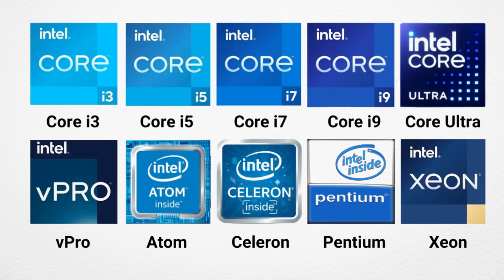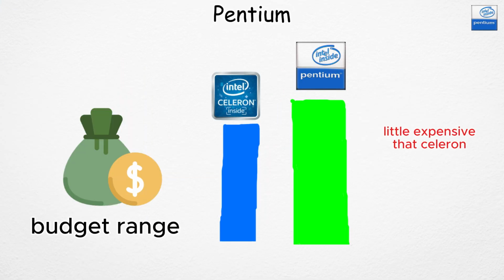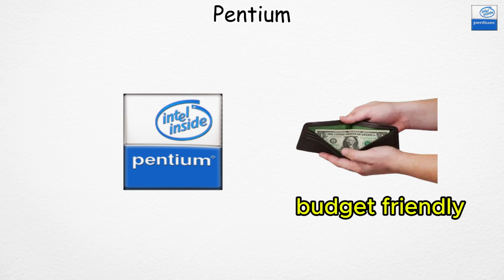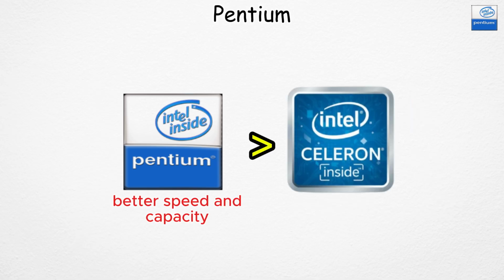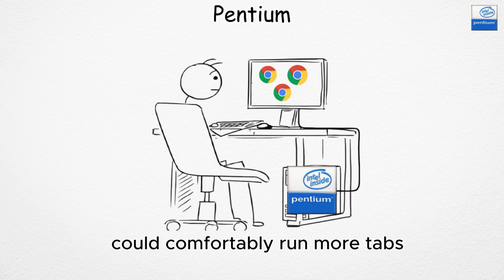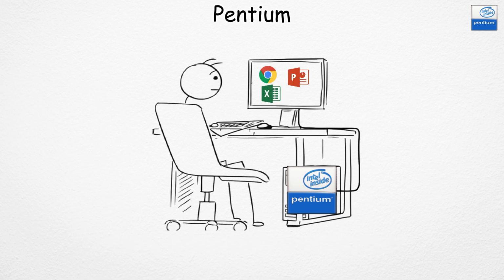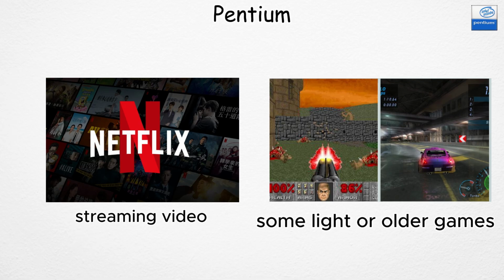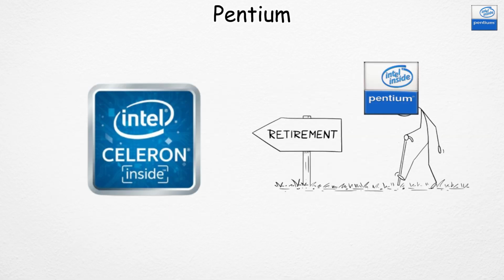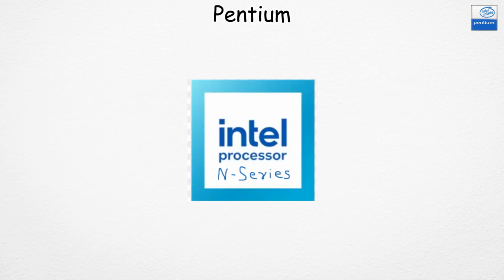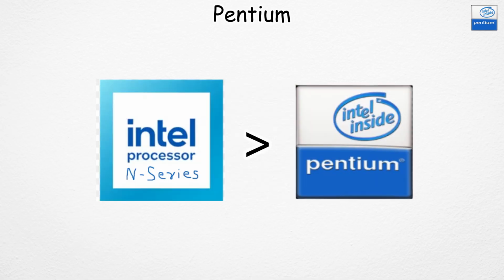Intel Pentium sat one step above Celeron in the budget range. It was still aimed at value buyers, but offered noticeably better speed and capacity for everyday use. With Pentium, people could comfortably run more tabs, a full office suite, streaming video, and even some light or older games. Like Celeron, the Pentium brand has recently been retired for new systems, replaced by simpler naming as entry-level processors became much more capable than classic Pentiums ever were.